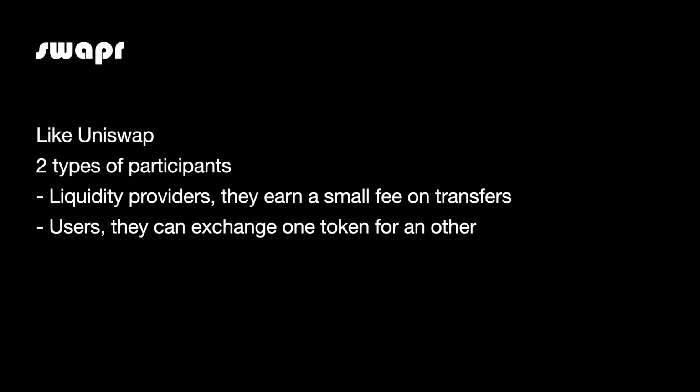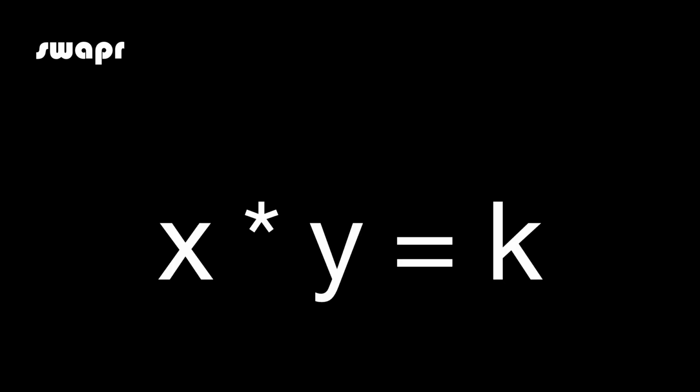And the second contract is the swapr contract. Essentially it's like Uniswap. You can check it out at uniswap.io or uniswap.exchange in the ETH world. Essentially there are two types of participant: a liquidity provider that provides the service and earns a small fee on the transfer, and the user will pay a small transfer fee. It's set at 30 basis points.